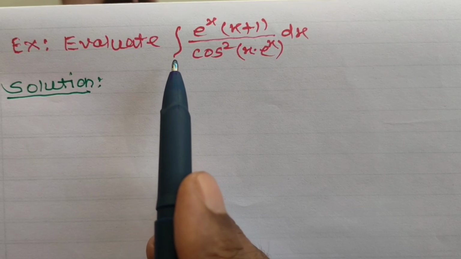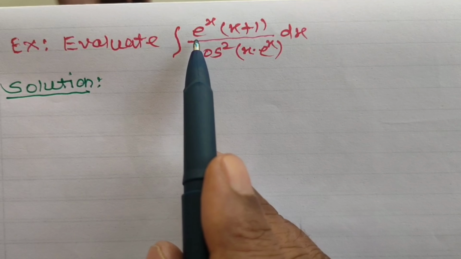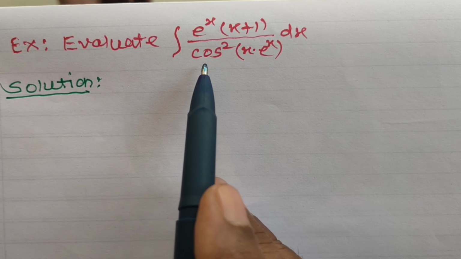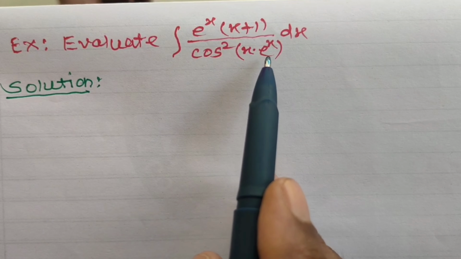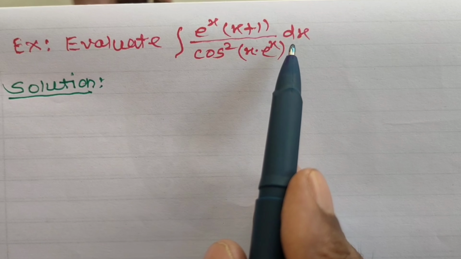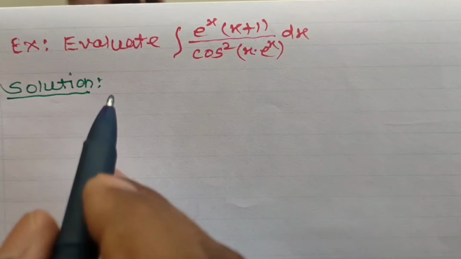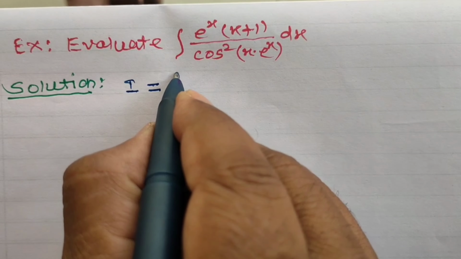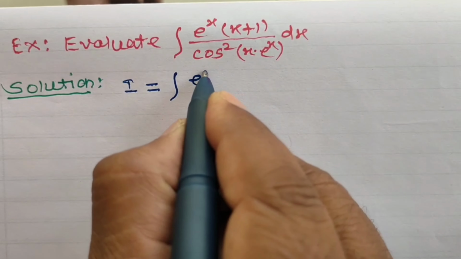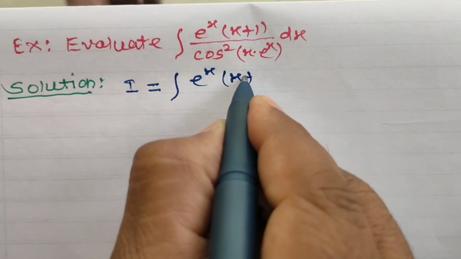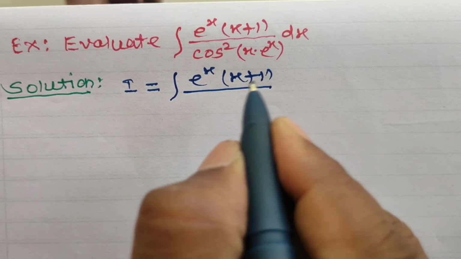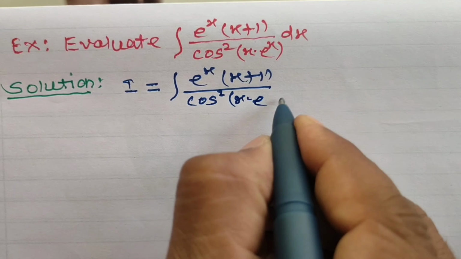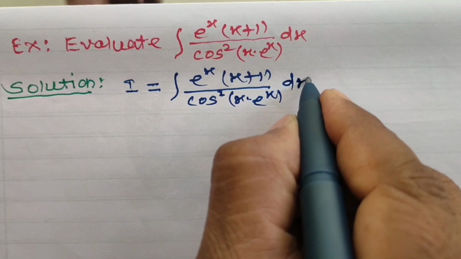Hello everyone, let us evaluate this integral of e to the power x into bracket x plus 1, in the numerator, divided by the denominator cos square into bracket x into e to the power x. Integral is with respect to x. We have to consider this integral as I. Hence I is equal to integral of e to the power x into x plus 1 divided by cos square x into e to the power x, integral with respect to x.